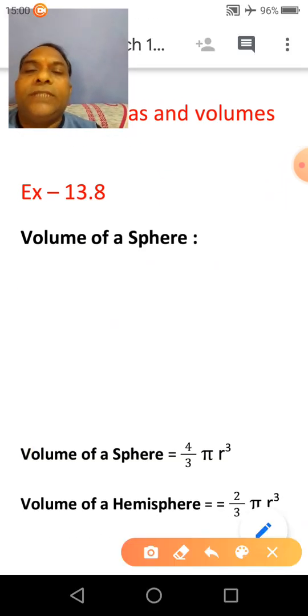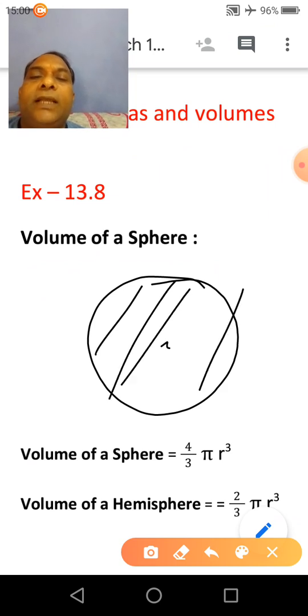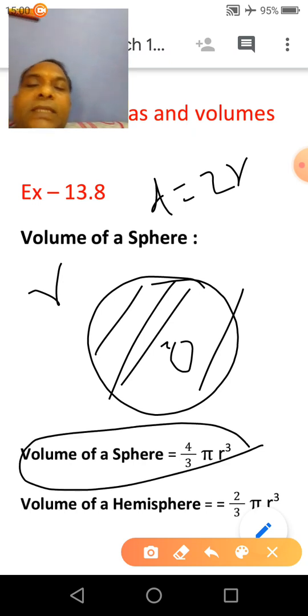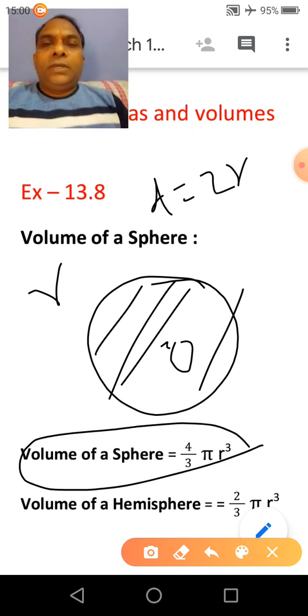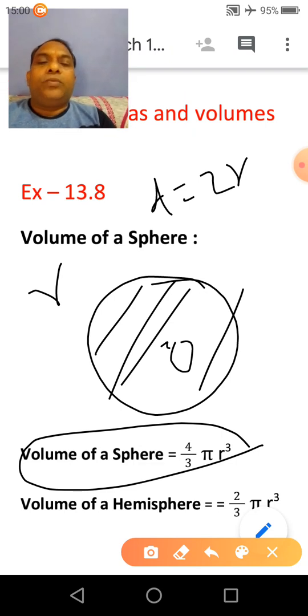So sphere is a three-dimensional shape, means solid figure. Suppose O is the center, r is the radius of the sphere, so its diameter d will be 2 into radius, clear? And volume of sphere is 4 by 3 pi r cube.